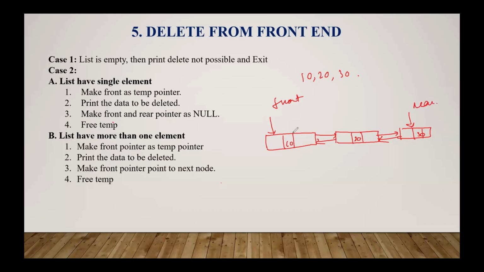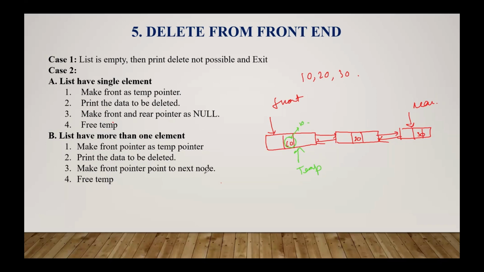So what is our objective? The objective is to delete an element from the front end. How to do it? First make the front pointer a temp pointer. Now this one is our temporary variable. Then print the data to be deleted. We print that 10 is going to be deleted.